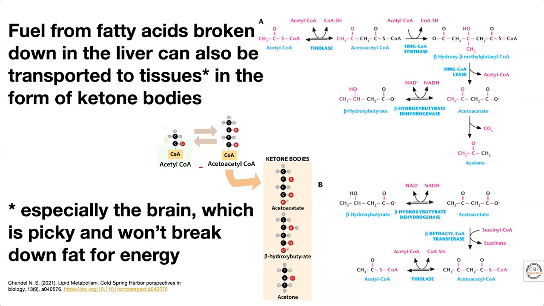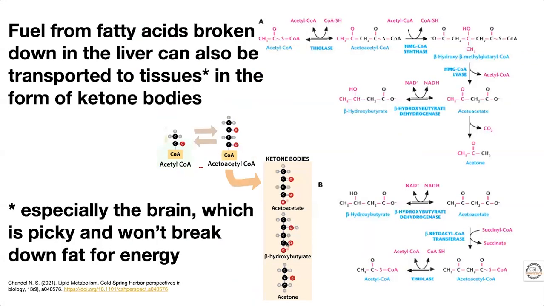Especially, this is important for your brain. Your brain's really picky and it won't break down fat for energy. So if your brain runs out of its preferred food source, glucose, then your liver needs to send it energy, and it does this in the form of ketone bodies. These ketone bodies come from acetyl-CoA, but they're not acetyl-CoA. Instead, we have acetoacetate and beta-hydroxybutyrate, as well as acetone, which is just a non-enzymatic byproduct, which isn't the one that you want. Instead, the main carrier is going to be beta-hydroxybutyrate.